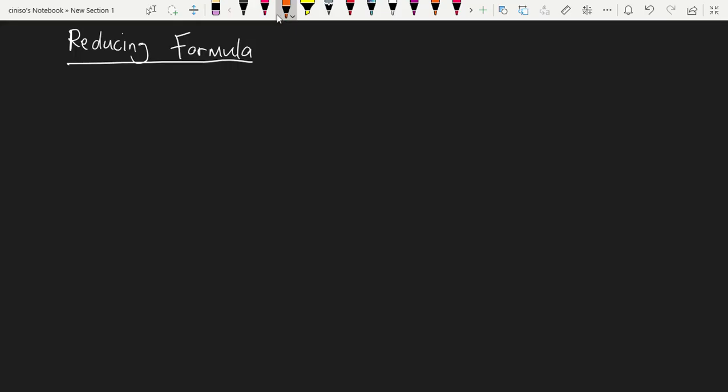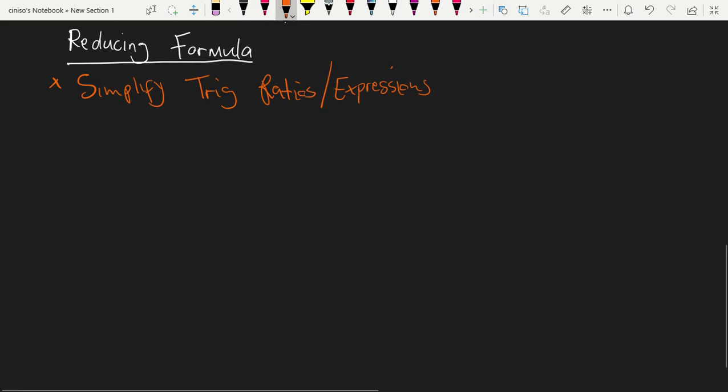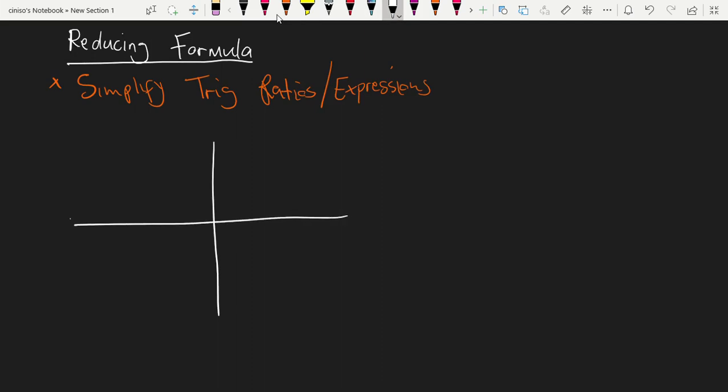Hi guys, so today we are doing reducing formula, which is to simplify your trig ratios or expressions. So now, for us to do that, we must know how to draw our CAST diagram, which consists of the first quadrant, the second quadrant, the third quadrant, and the fourth quadrant.